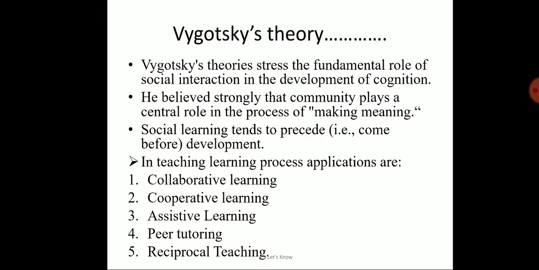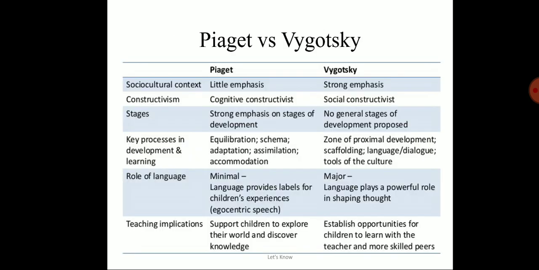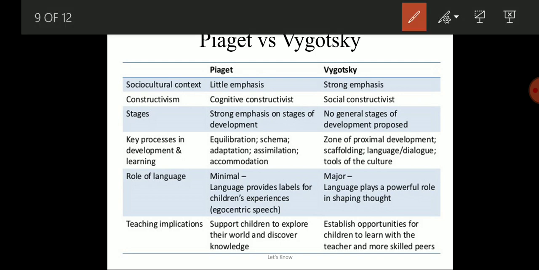Next slide. Here you can see the difference between Piaget's theory versus Vygotsky's theory. Okay, we have primarily learned what Piaget says: cognitive development leads to learning, and Vygotsky says social learning leads to development. Okay. Apart from these, there are some other differences.